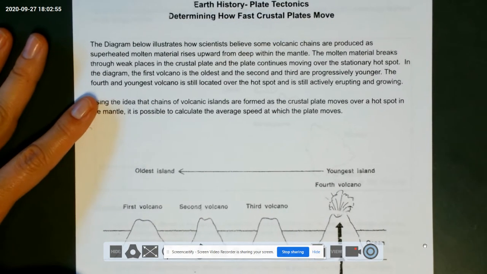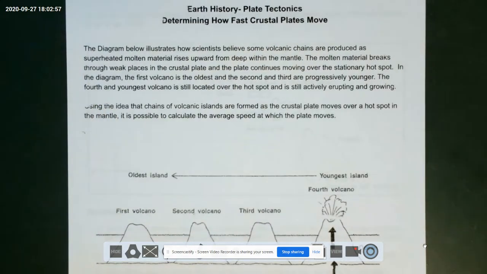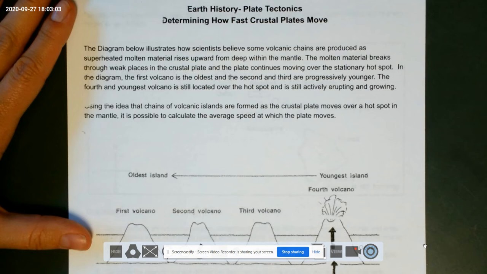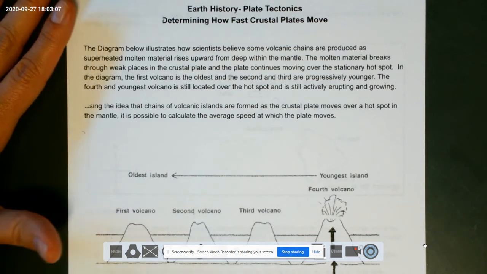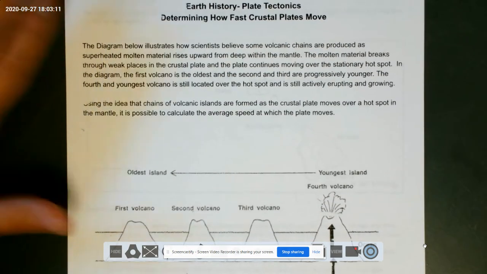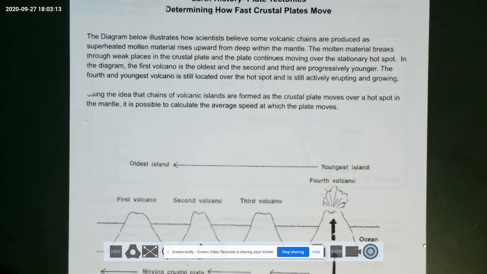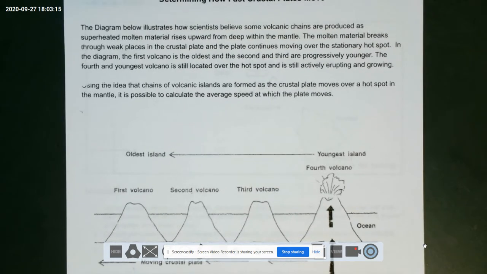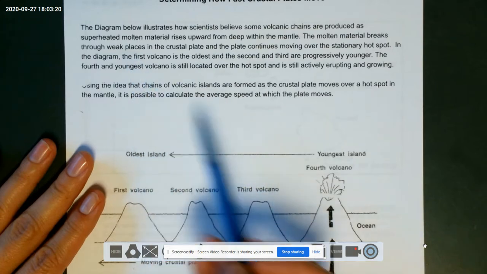Okay, so this is a little demonstration on how to do this assignment. Now this is just sort of mixing a little bit of earth science and the physics that we're doing right now. So you are actually going to determine the speed that crustal plates move. And we're going to do that by using Hawaii as an example. So a little background on this. This talks about it, so make sure to read it.